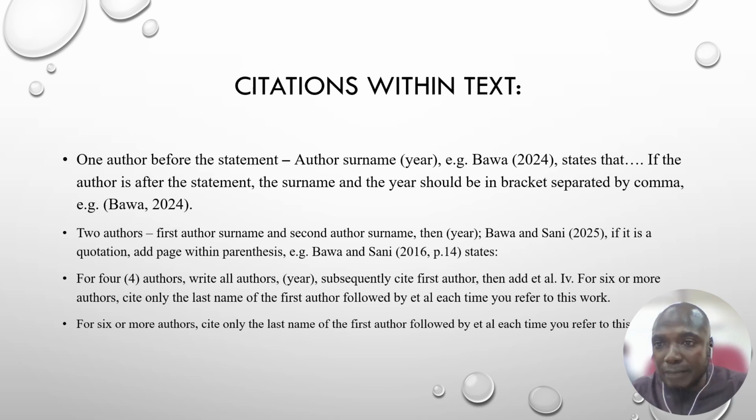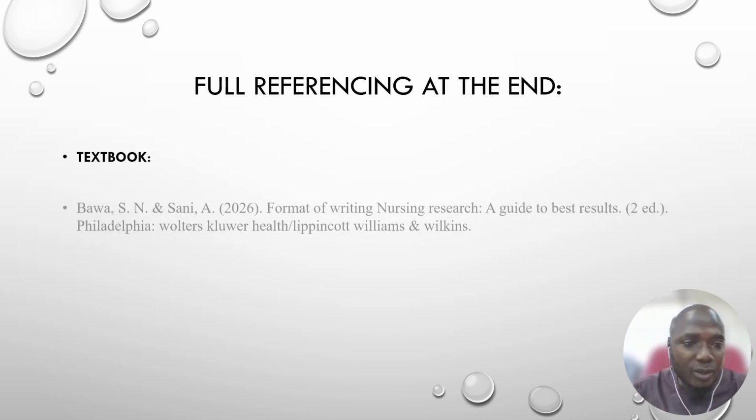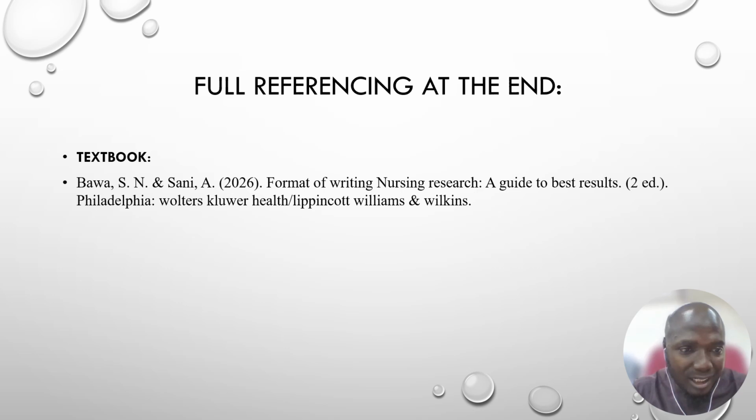So now, full reference at the end of your work. If it is a textbook, how will you do it? For a textbook, you write it. For example, this one: Bawa, S.N. Now the S.N. comes in because Bawa is my surname. Then this S is Shagari, my middle name. Then N, my first name, and Sani, A. So then 2026, Format of Writing Nursing Research: A Guide to Best Results, second edition.